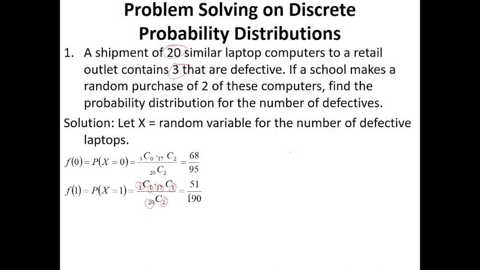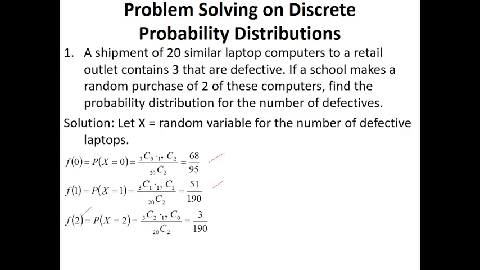So in here we have 51 over 190. Okay, so that is our answer. Next we have the probability that the random variable x is equal to 2. So in here, similar to the previous two, we need two probabilities, f of 0 and f of 1.